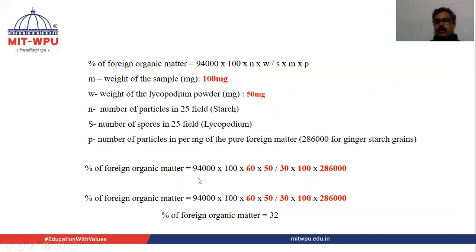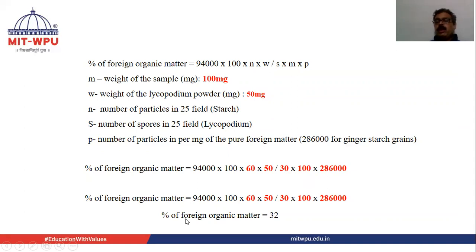So percent organic matter is calculated as follows. Say we get 60 as the number of particles in 25 fields, and we have taken 50 mg of Lycopodium powder. So 94,000 × 100 × 60 × 50, divided by, say, we are getting 30 Lycopodium spores in 25 fields, so it is 30. We have taken 100 milligram of ginger powder, that is M, into the standard value 286,000. If we do the calculation, we get the percent of foreign organic matter as 32.